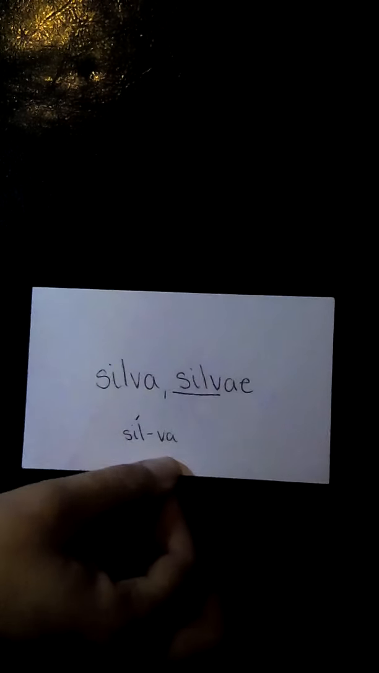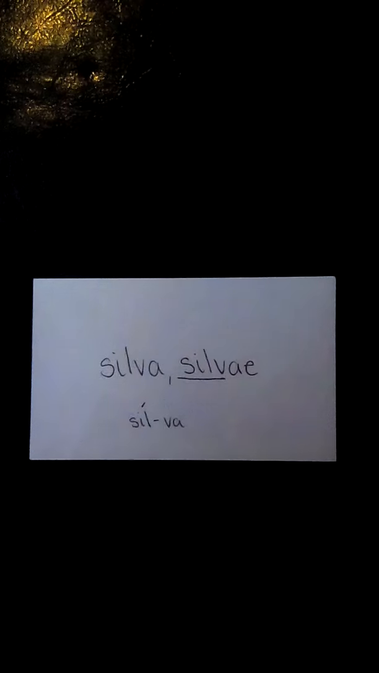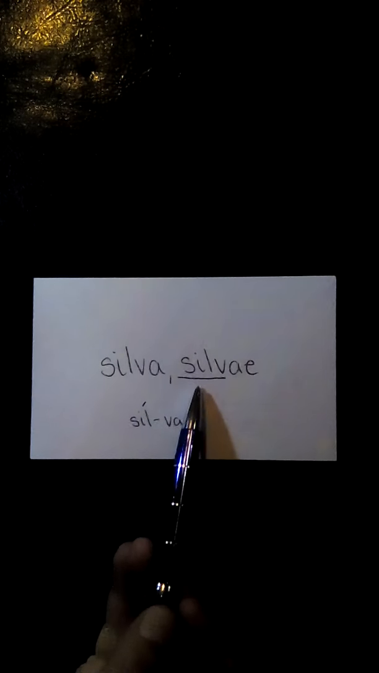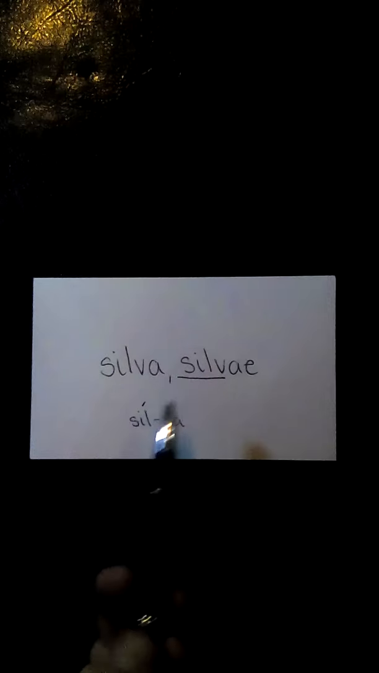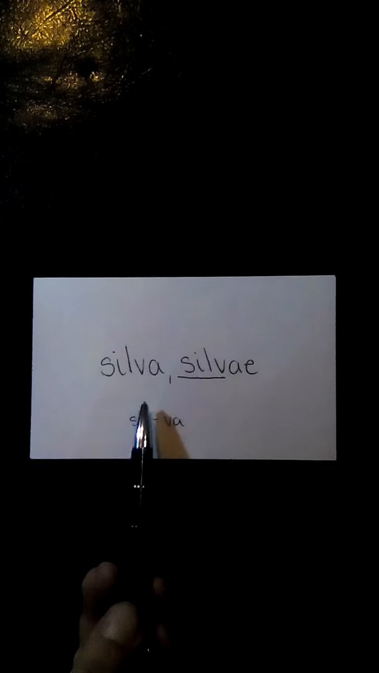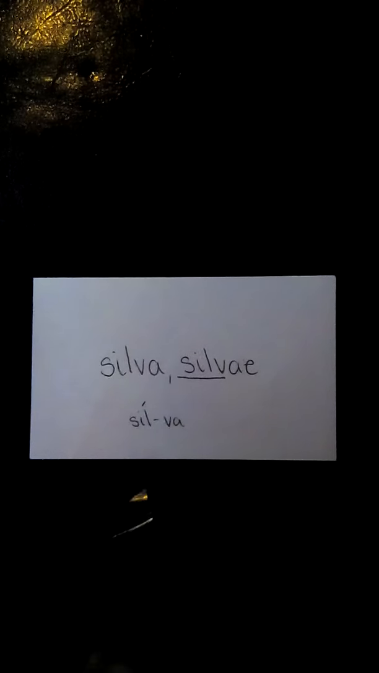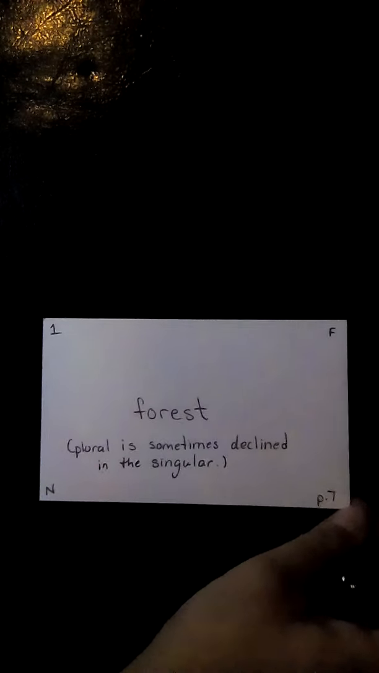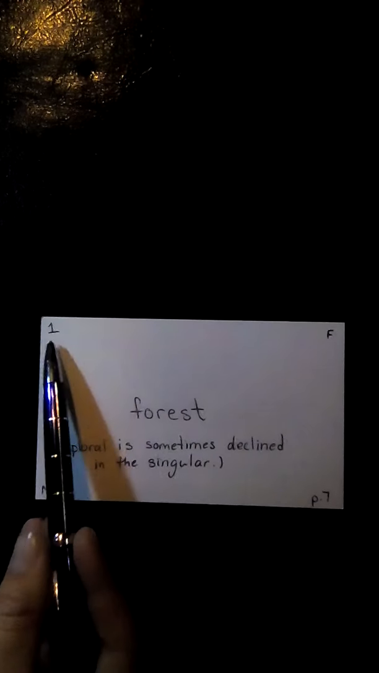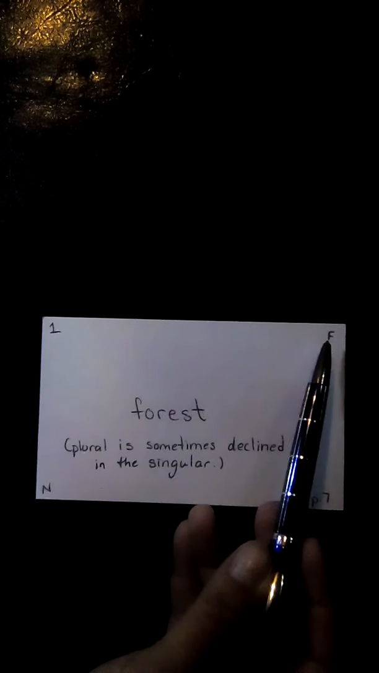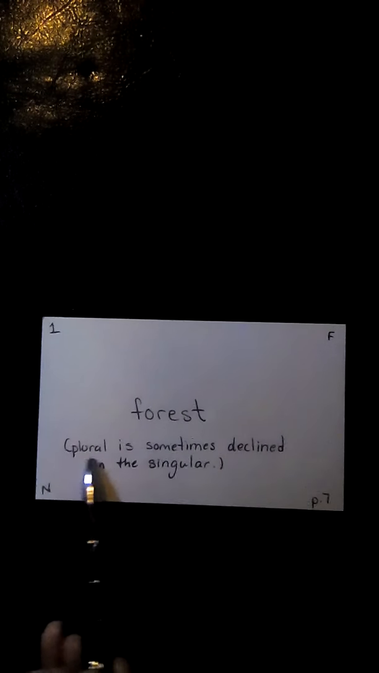Next we have silva and silvae. Nominative, genitive, singular, underlining the stem, breaking it into its syllables, and accenting the first of the two syllables. So silva and silvae. This word is a first declension word meaning forest. It is also feminine, and you can see here I put a note.